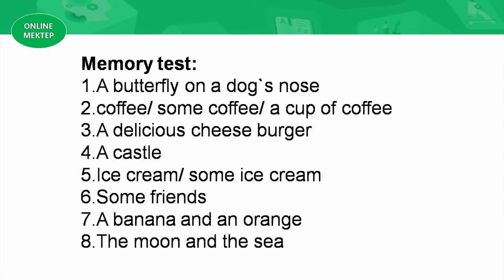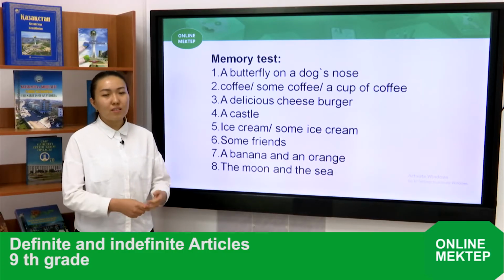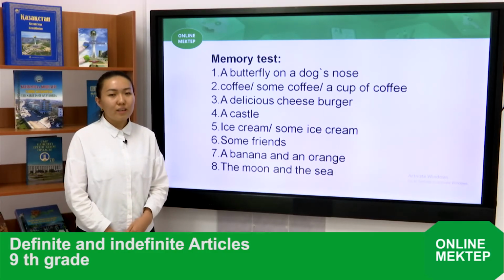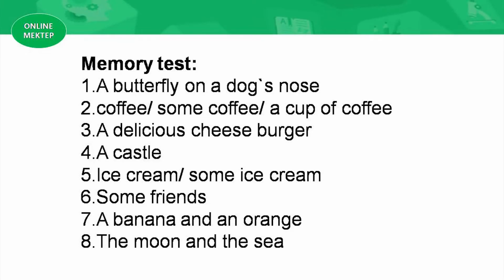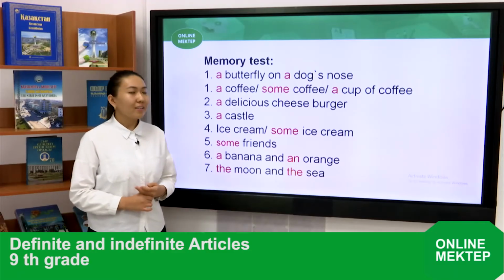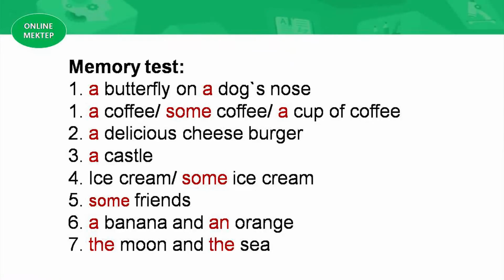Why am I asking you these kinds of questions? When I ask you, maybe you answered like this. For example, maybe you answered like this: castle, dog, friends, or burger, yes? Now we are going to check your answers. Here I highlighted some letters. For example, a butterfly, a dog, a coffee, or some coffee, an orange, like this.